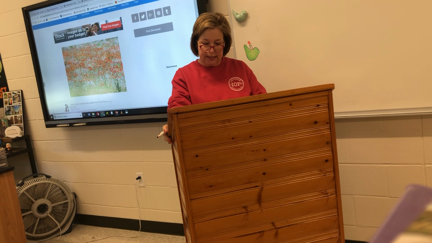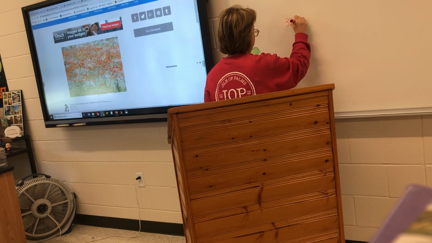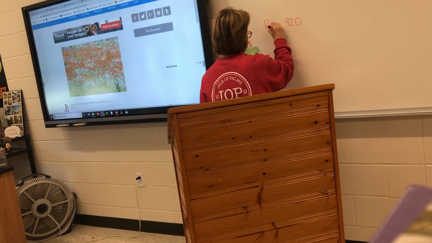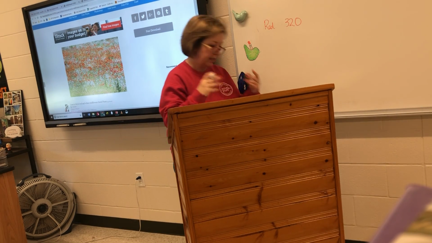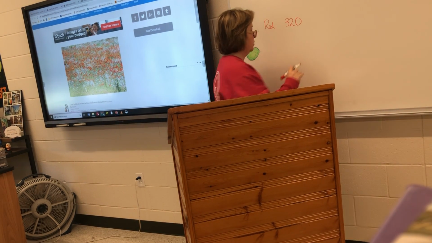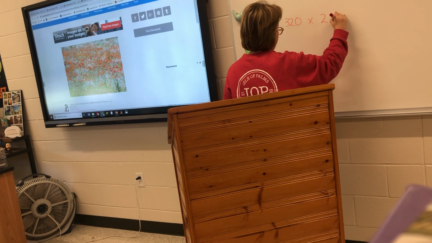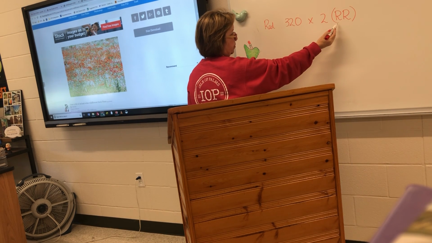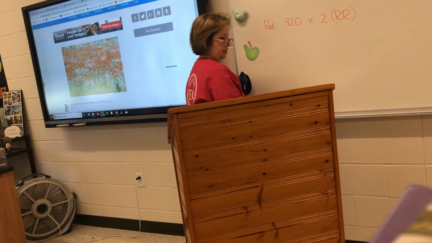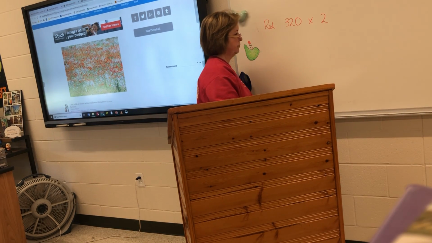All right, let's say that I'm going to tell you 320 of our reds are going to be homozygous dominant. 320. So that means they have 2 big R alleles.